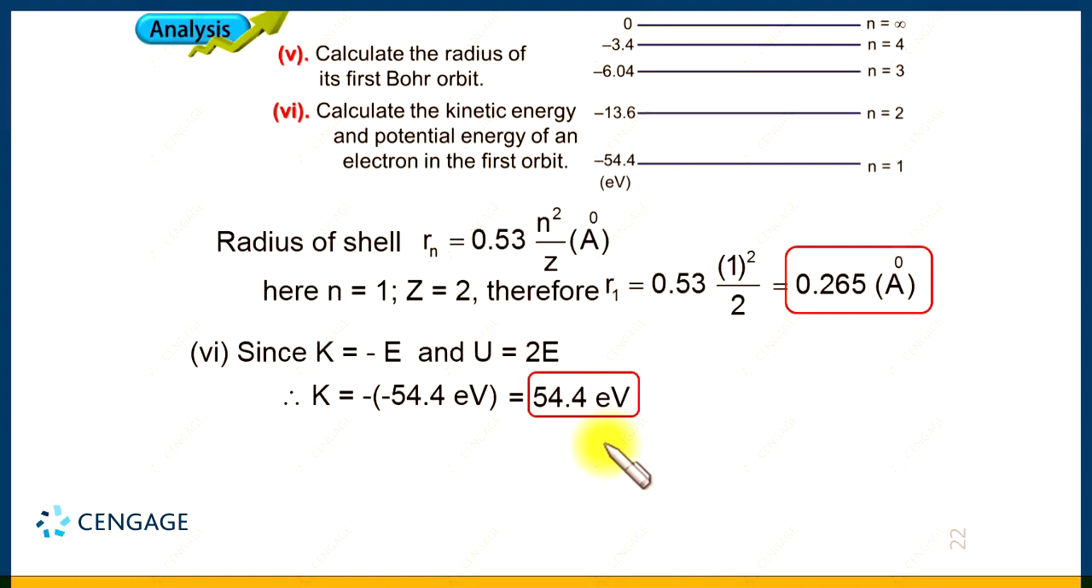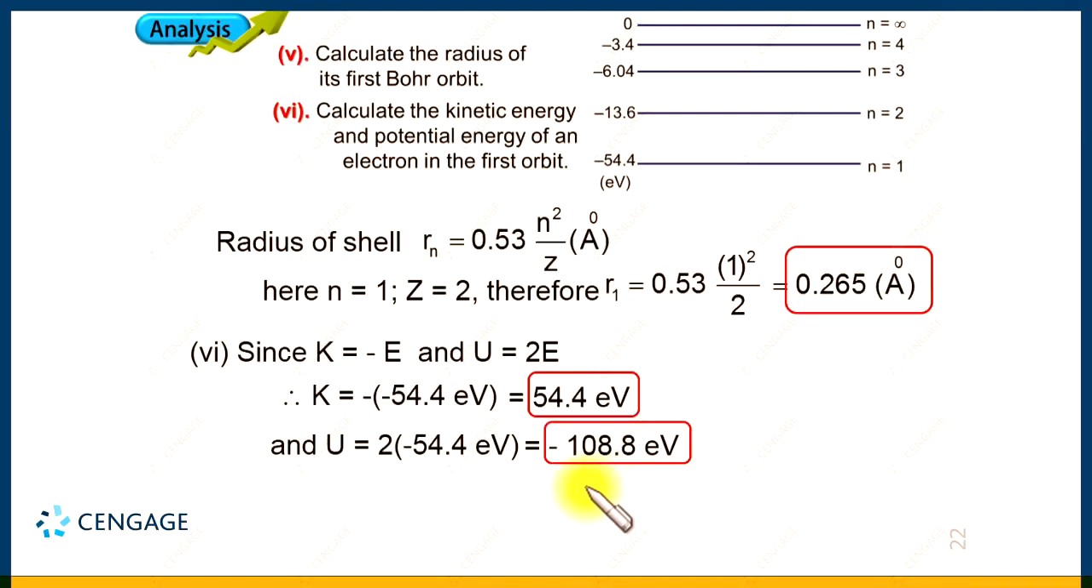Now move to the second part of the question to calculate the potential energy. We know potential energy equals twice the total energy, and total energy is minus 54.4. So it is 2 multiplied by minus 54.4, and this will be equal to minus 108.8 electron volt. So this is the potential energy. Okay. Now let us move to the next illustration.